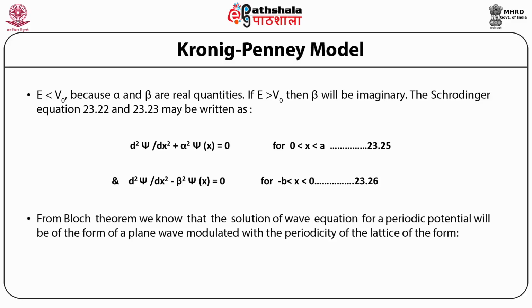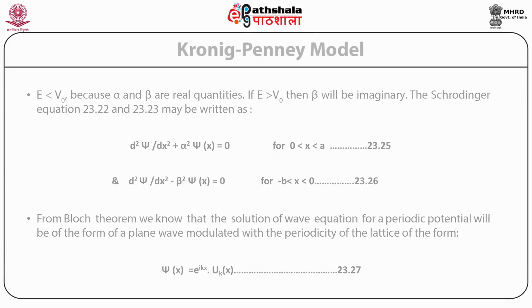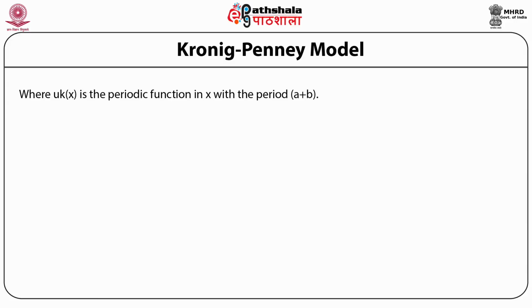From Bloch theorem, we know that the solution of the wave equation for a periodic potential will be of the form of a plane wave modulated with the periodicity of the lattice, of the form psi of x is equal to exponential of ikx into u_k of x, represented as 23.27, where u_k of x is the periodic function in x with the period (a plus b). Or, d psi of x by dx is equal to ik exponential of ikx into u_k of x plus exponential of ikx into du_k upon dx, which is represented as equation 23.28.